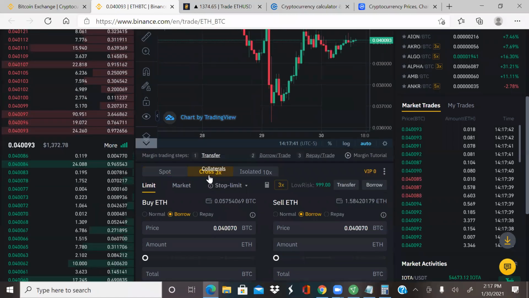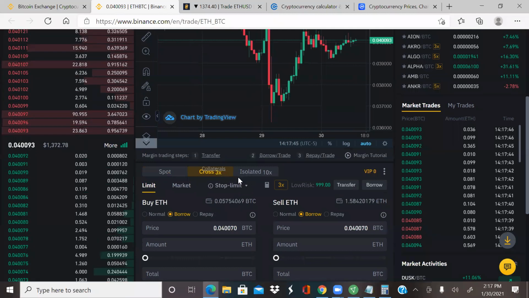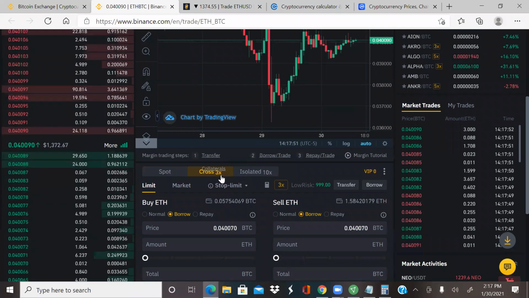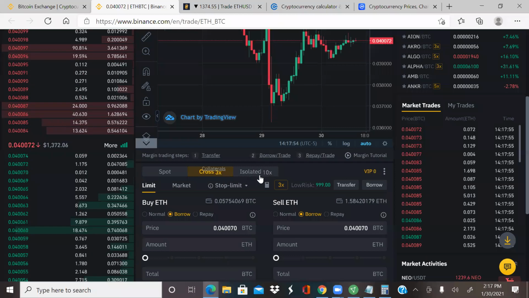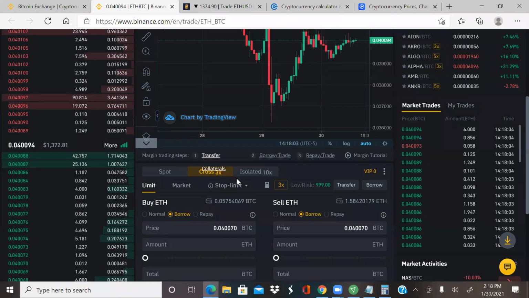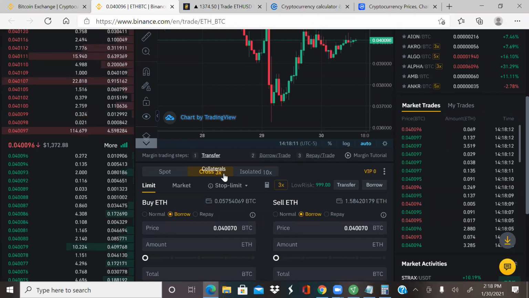Now let me quickly explain the difference between cross 3x and isolated 10x. The number one difference between these two is the amount of margin you can get. This one is 10x, this one is 3x. The number two difference is that with cross margin, when the trade goes against you, you're supposed to get a margin call.